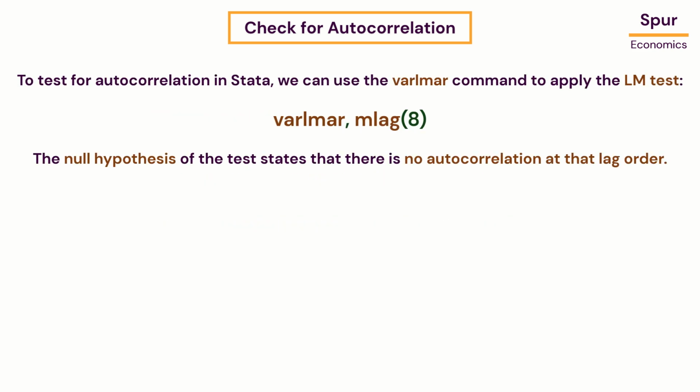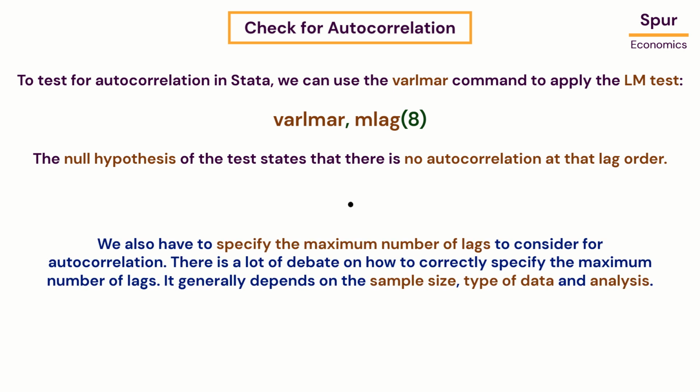To test for autocorrelation in Stata, we can use the varlmar command to apply the LM test. The null hypothesis of the test states that there is no autocorrelation at that lag order. We also have to specify the maximum number of lags to consider for autocorrelation. There is a lot of debate on how to correctly specify the maximum number of lags. It generally depends on the sample size, type of data, and analysis.